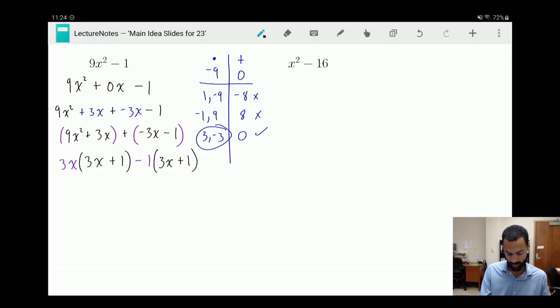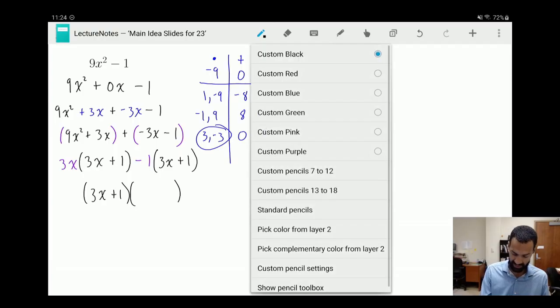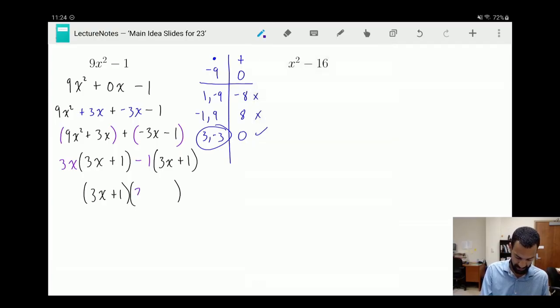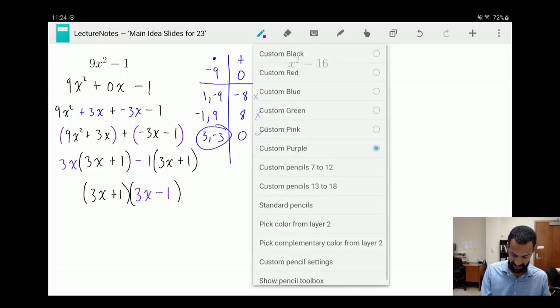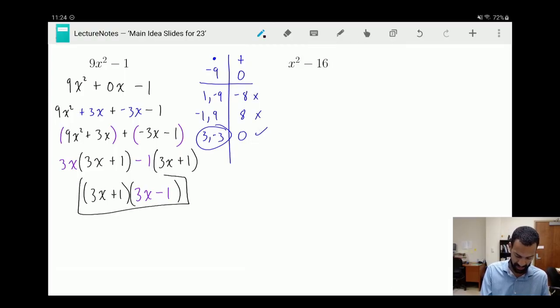So notice we end up with 3x plus 1 and 3x plus 1 as my common factor. So let's put those together. If I factor those out, I'm left with 3x and minus 1. 3x plus 1, 3x minus 1.